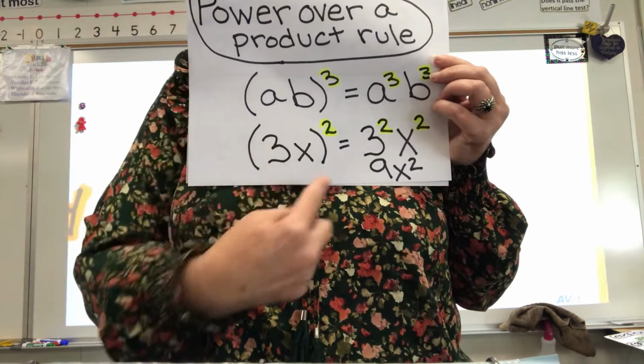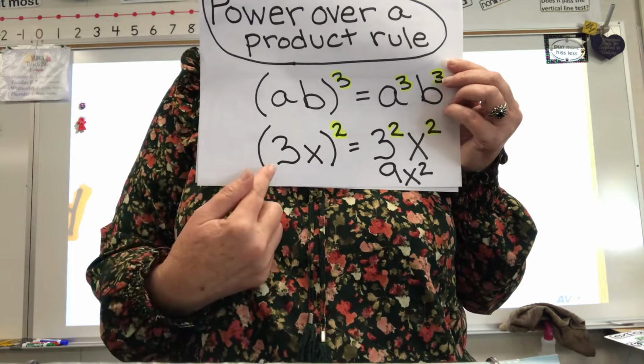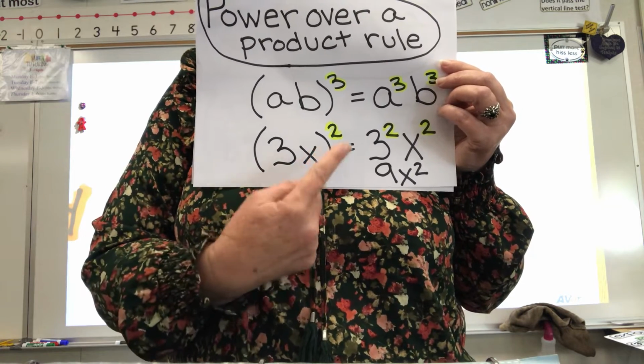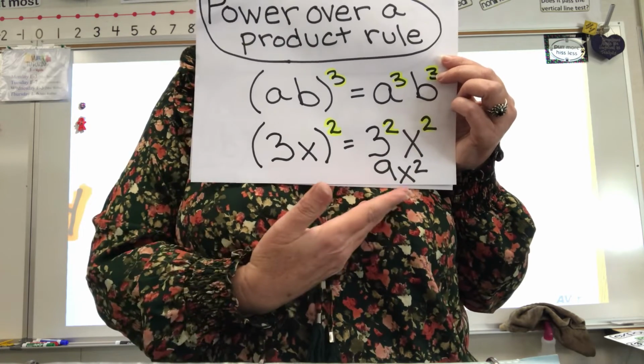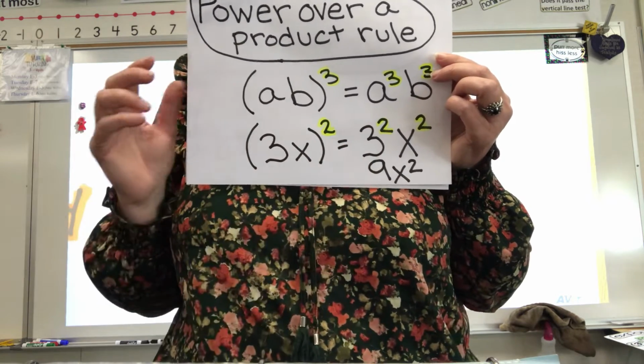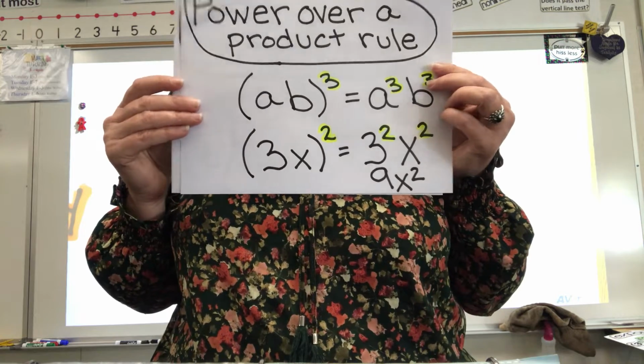You could also use it this way when there's a number and a letter. You would share the 2 with both as a power, rewrite it, and then I expand it a little bit further because I know that 3 squared is 9.